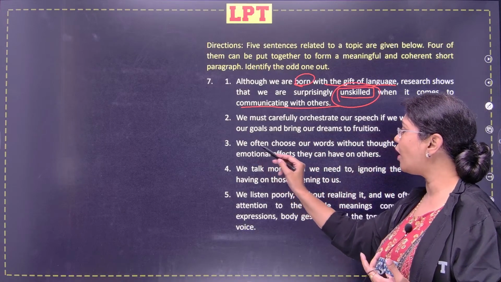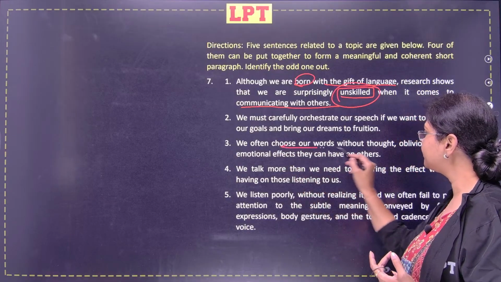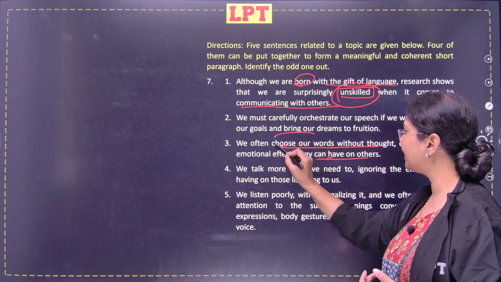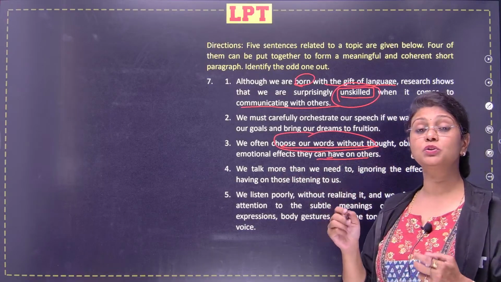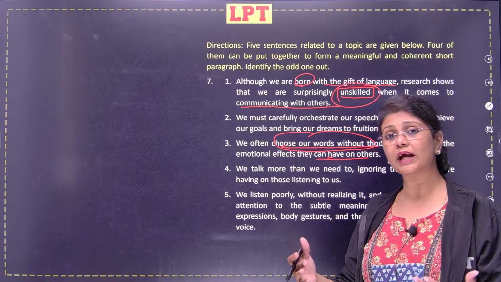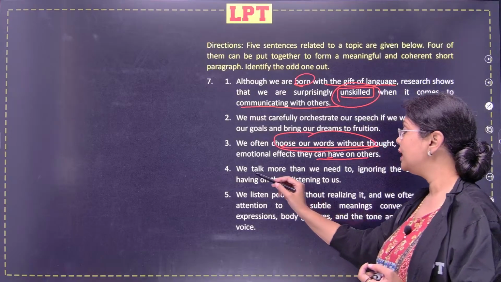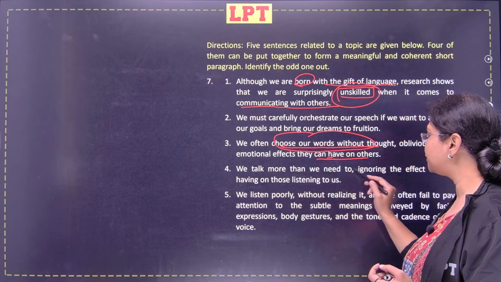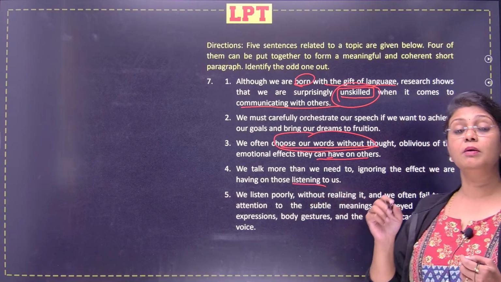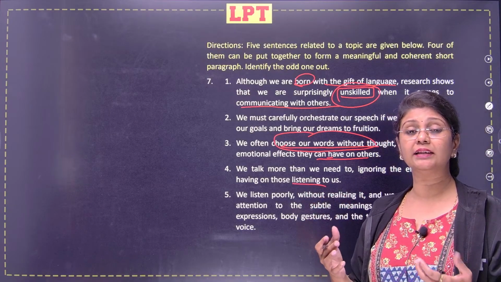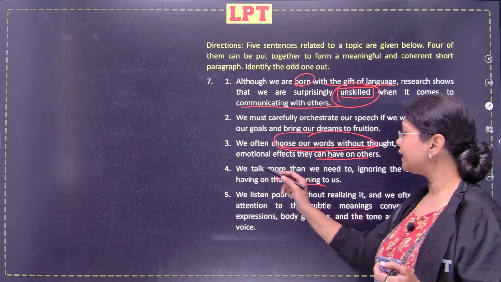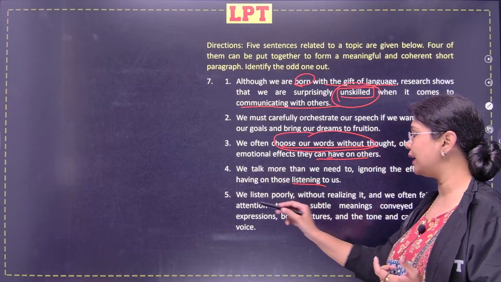Third says we often choose our words without thought, oblivious of the emotional effects they can have on others. Now this is also again a downfall of communicating with others. So we are not really good at it. Let's read the fourth also. It says we talk more than we need to, ignoring the effect we are having on those listening to us. We began with the idea that we are surprisingly unskilled when it comes to communicating, so I think 3 and 4 go along the same line. Let's look at the fifth as well.